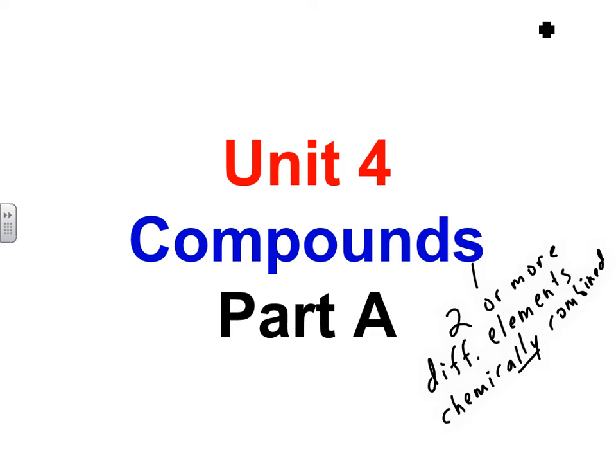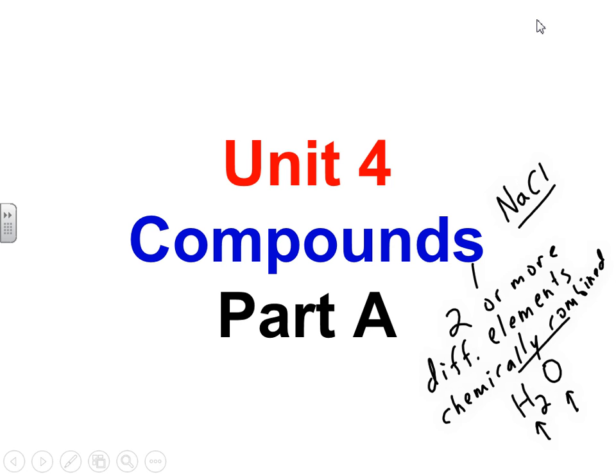So, the most famous compound is H2O. There you have oxygen and hydrogen, and they have been chemically combined. Probably the second most famous one is sodium chloride, NaCl, table salt. Again, you have two different elements chemically combined. And we'll talk about properties of these compounds.